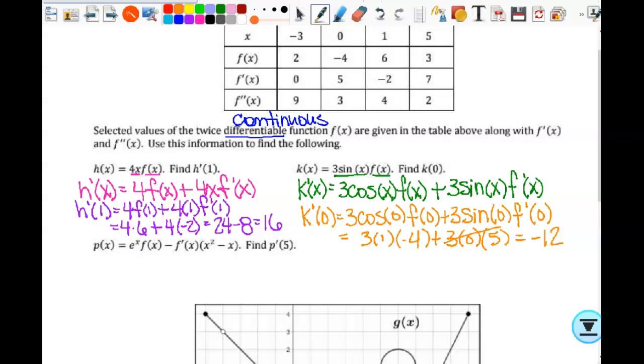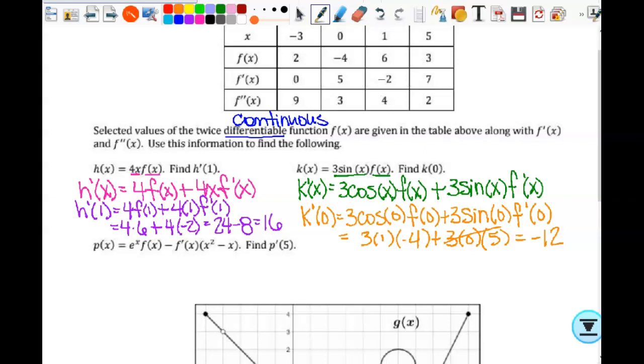So cosine of 0 is 1, and the sine of 0 is 0. Yes? You've got to know your trig values. This is the one where we got tripped up the other day. It was cosine of 1, and my brain fizzled out for a minute. I was like, we should know that. No, we shouldn't. We all good now? Okay, beautiful.